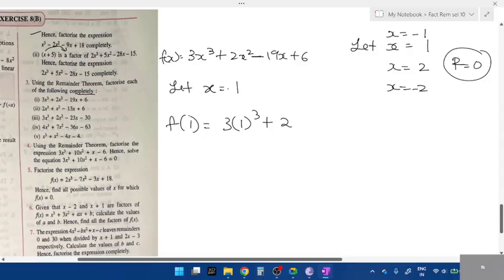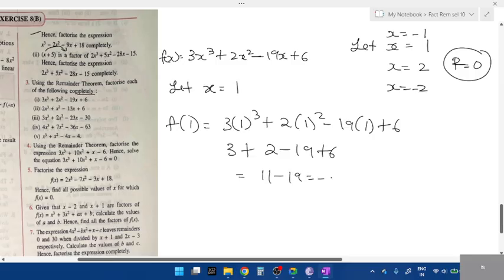Okay, let me take 1. x is equal to 1: 3 into 1, 2 into 1 square, minus 19 into 1, plus 6. 3 plus 2 minus 19 plus 6. Are we getting remainder 0? 3 plus 2 is 5, 5 plus 6 is 11, minus 19. What's the answer we're getting, students? Minus 8. It's not 0. Let's start with the next. Let x is equal to minus 1 this time. I don't think even minus 1 works. We'll take x is equal to 2.